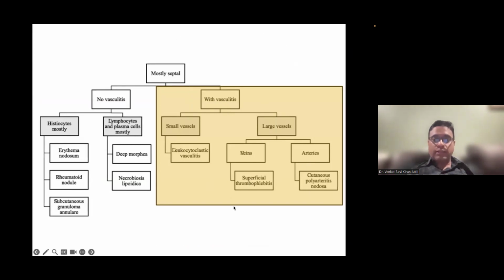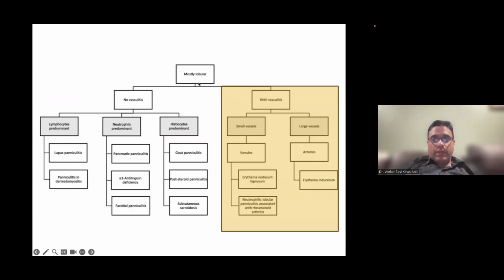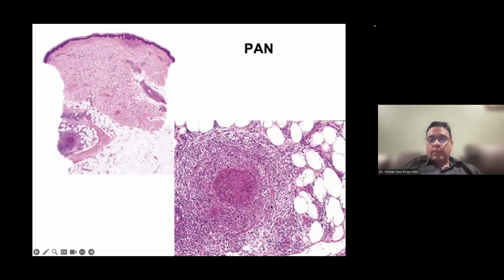This is septal panniculitis. Now, if it's lobular panniculitis with vasculitis, if it's a large vessel and an artery, it's erythema induratum. If it's small vessels, venules, it's erythema nodosum leprosum or neutrophilic lobular panniculitis associated with rheumatoid arthritis. This is all quite detailed.